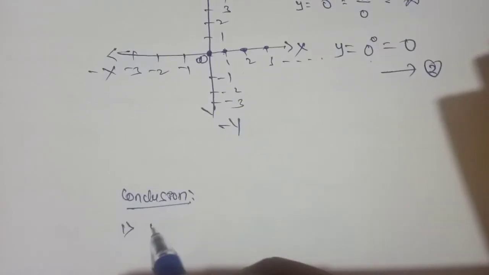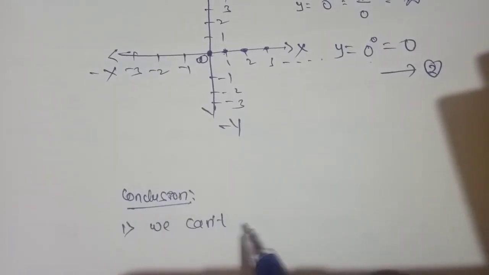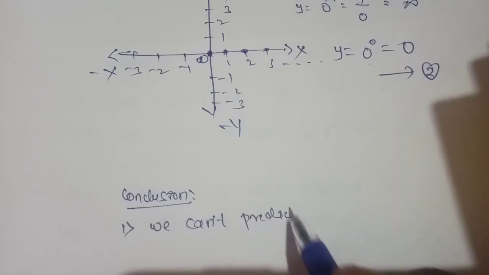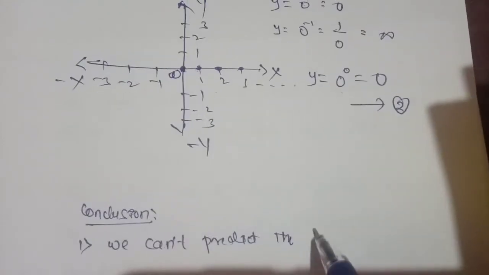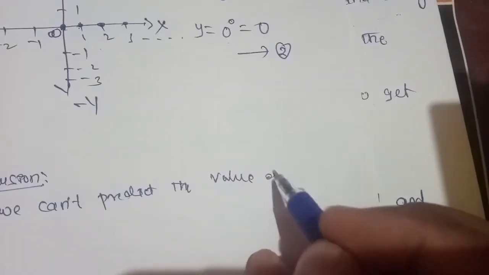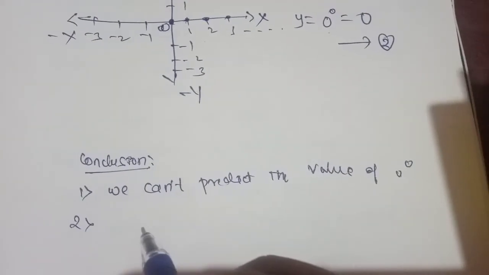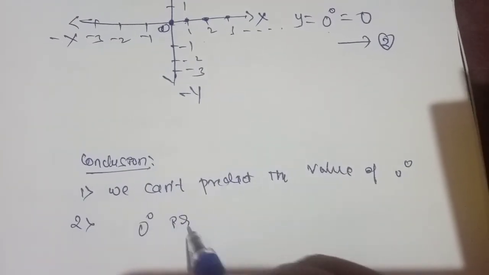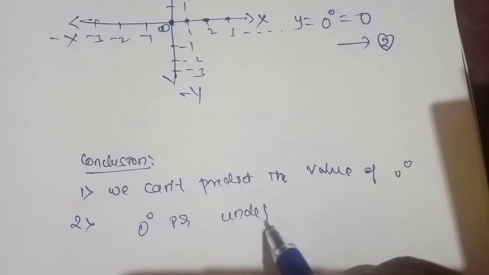First, we cannot predict the value of 0 power 0. Second, 0 power 0 is undefined.